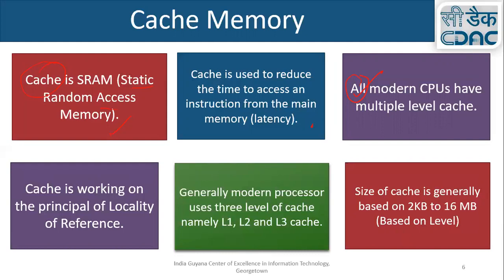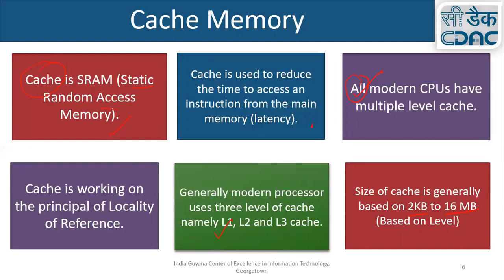If you remember when I showed you the task manager, you see these three levels: L1 cache, L2 cache, and L3 cache. Size of the cache is generally 2 kilobytes to 16 megabytes. Generally the L1 cache is the smallest, L2 is bigger than L1, and L3 is the largest among all three.